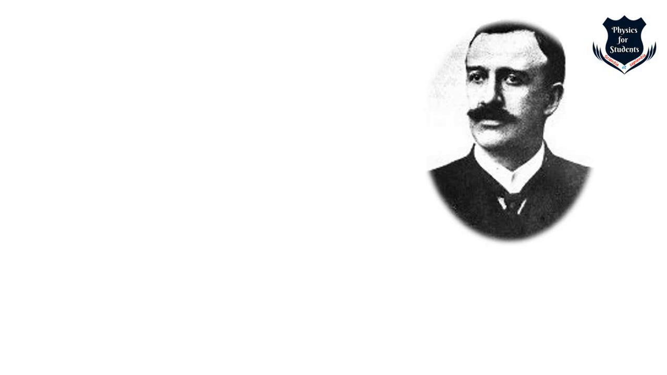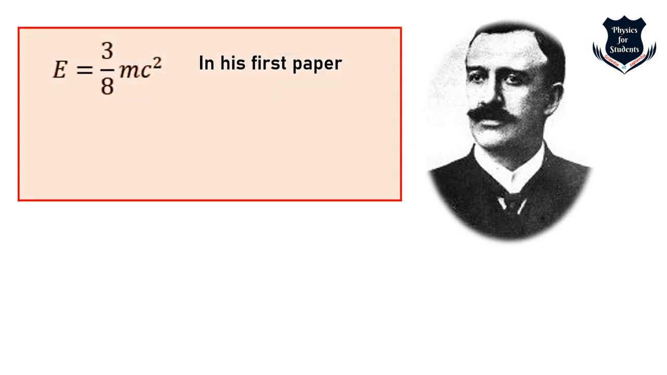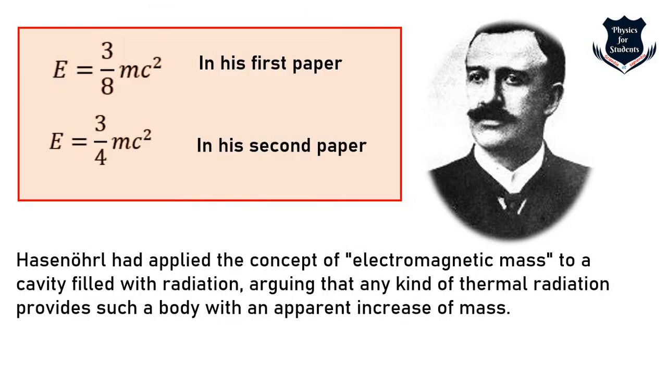In his first paper, Friedrich Hasenöhrl arrived at E equals 3 by 8 mc squared, which he later corrected to this. Now he applied the concept of electromagnetic mass to a cavity filled with radiation, arguing that any kind of thermal radiation provides such a body with an apparent increase in mass. Now, the research that we find now supports this. And he had made an error which is very difficult to find. The researchers say that why he made this error is really difficult to find.